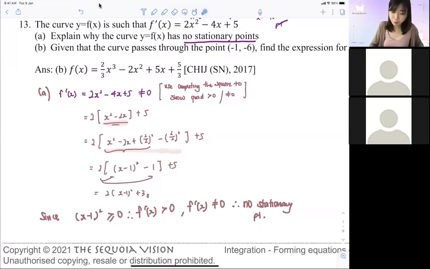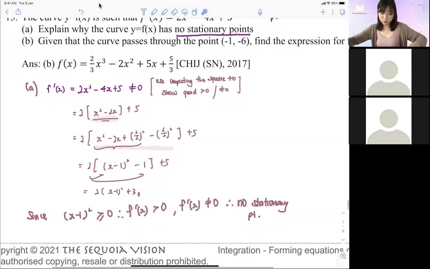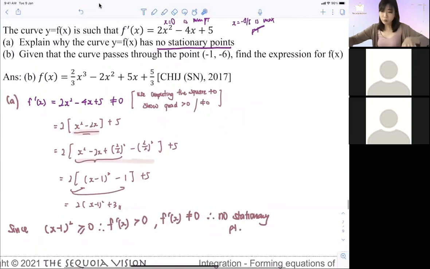Dylan almost done with 13. Yeah. Okay. Wish I can do 14 first, okay? Okay. All right, good.